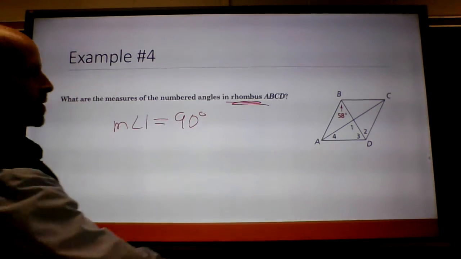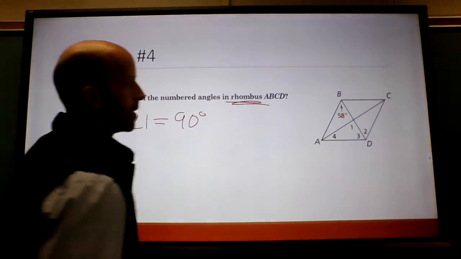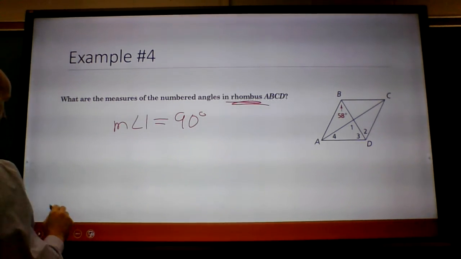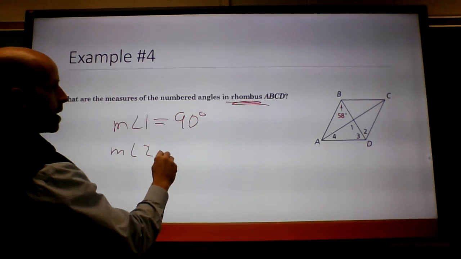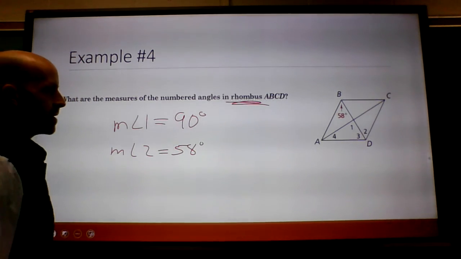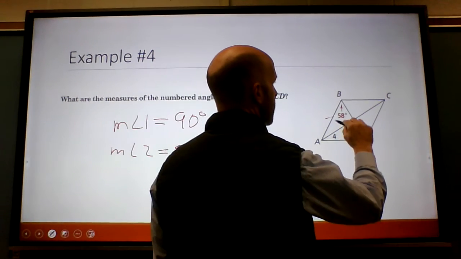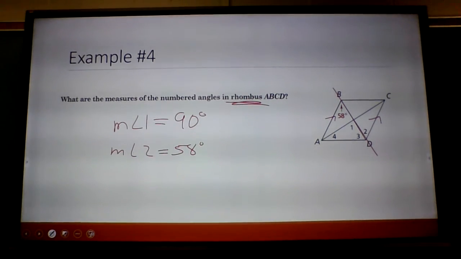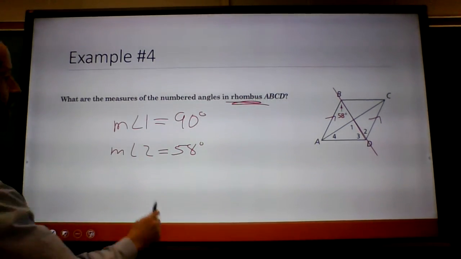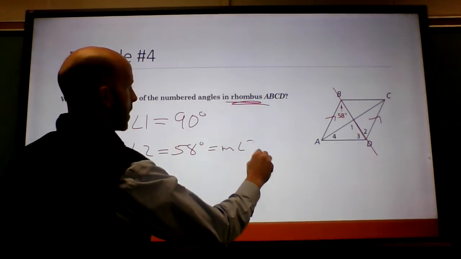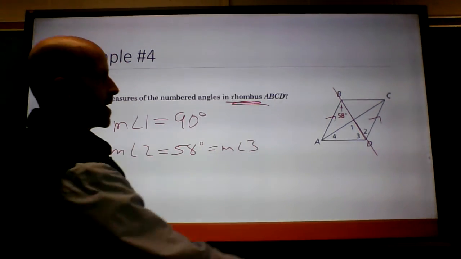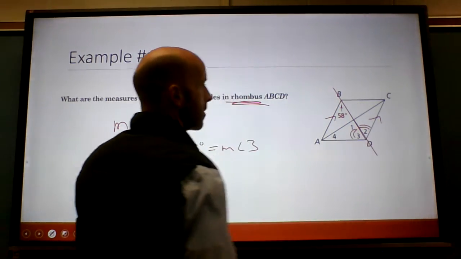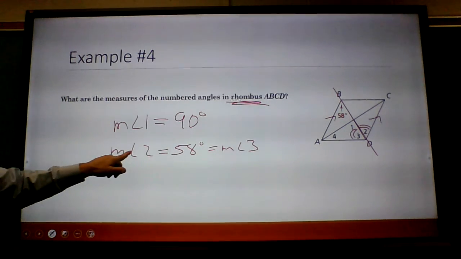And by the way, if this angle is 58, guess what has to be true about angle number 2? The measure of angle 2 has to be 58. The reason is this side has to be parallel to this side. This is what we call a transversal, and those are alternate interior angles. Oh, by the way, if angle 2 is 58, so does angle 3, because if this is a rhombus, these diagonals bisect it. So this angle has to be congruent to this angle. So I know angle 1, I know angle 2, I know angle 3.